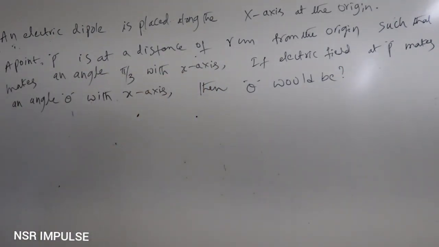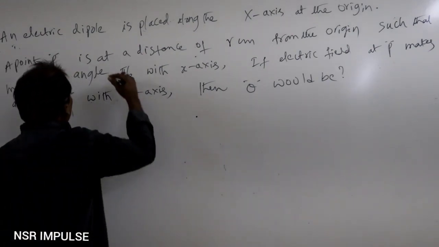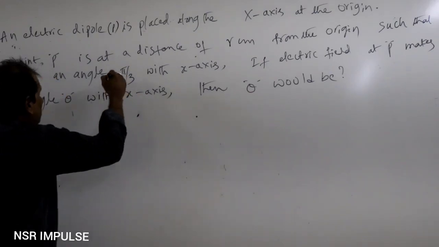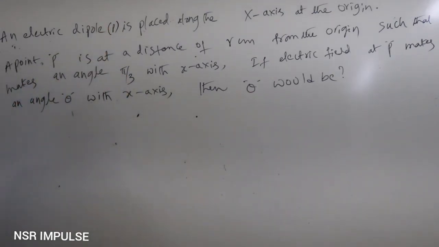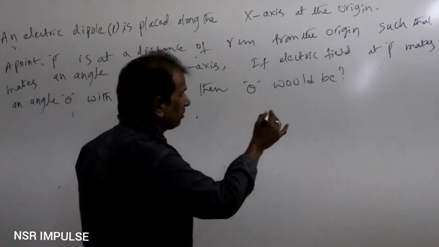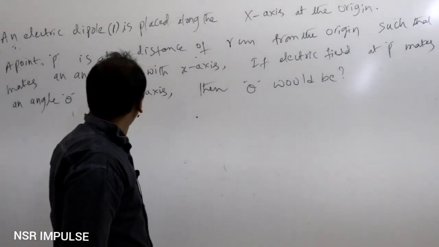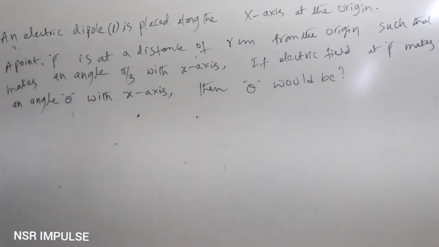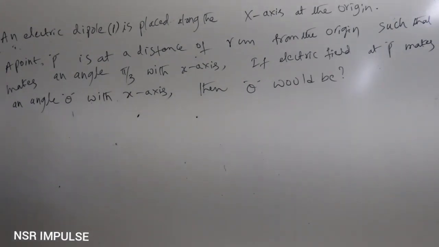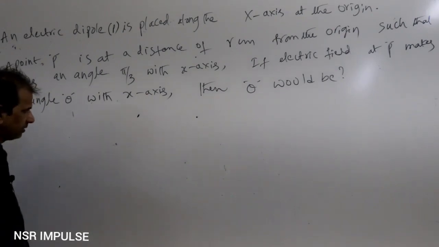So an electric dipole is placed along the x-axis at the origin. Its dipole moment is, in fact, electric dipole with the dipole moment P bar. Dipole moment magnitude, let us take P, placed at the origin. A point P is at a distance of r centimeter from the origin, such that OP makes an angle pi by 3 with the x-axis. If the electric field at P makes an angle theta with the x-axis, then theta would be. We have to find the theta.